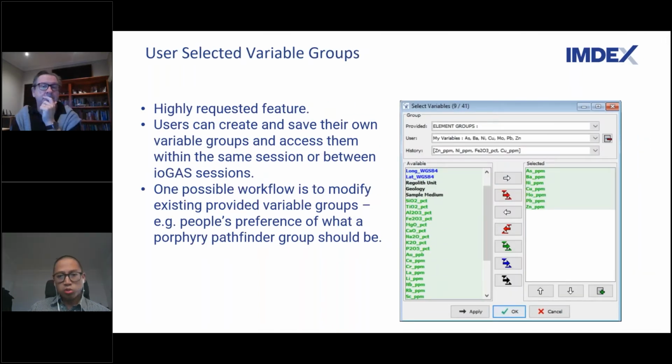So, user selected variable groups. This is also something that people have requested before, because they take a look at the provided element groups in GAS and think that the element groups provided are not really suitable for what they're looking at, or not entirely accurate. So what we came up with is a way for people to create their own variable groups, and they can access them within the same session or between ioGAS sessions. So they can choose from a collection of their own variables that they want to look at, and save it as their own group. I'll show you this later, but one possible workflow is to modify existing provided variable groups. For example, people have a preference of what a porphyry pathfinder group should look like, and we give them the option to do so.